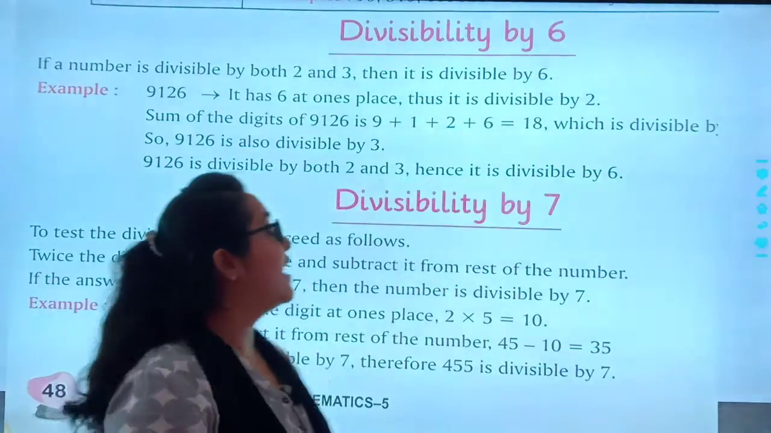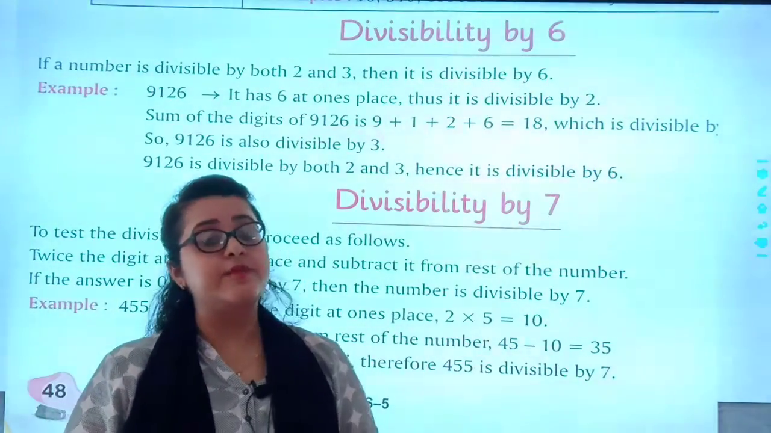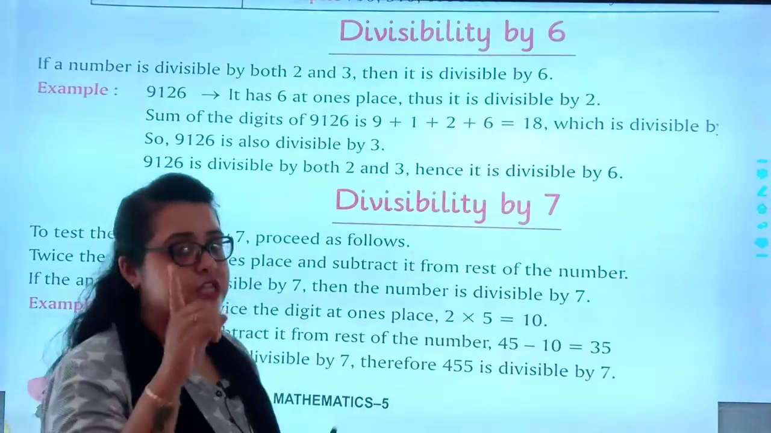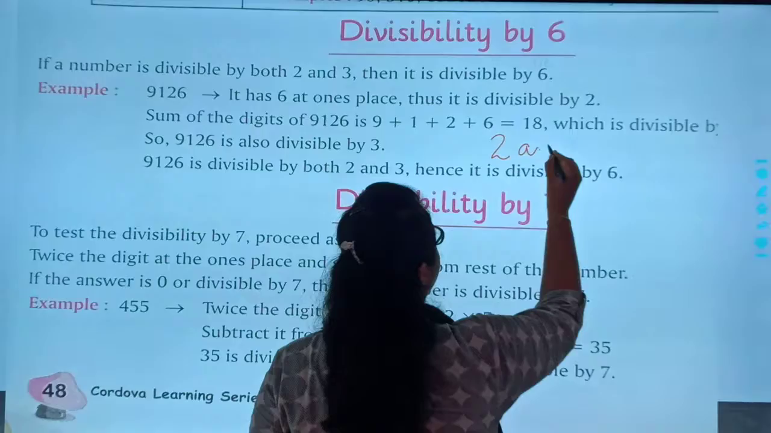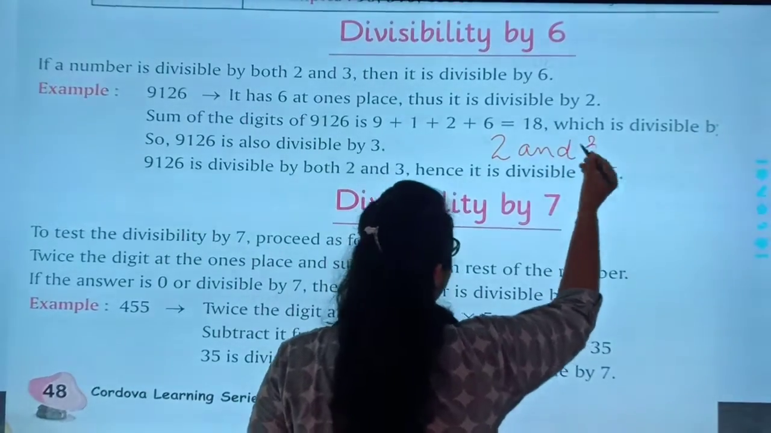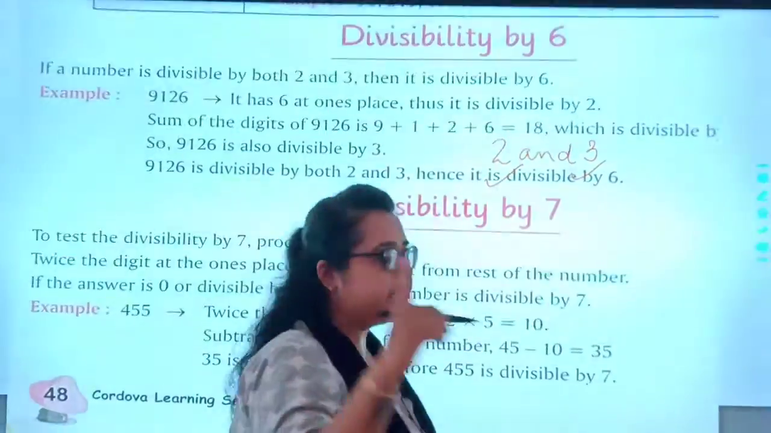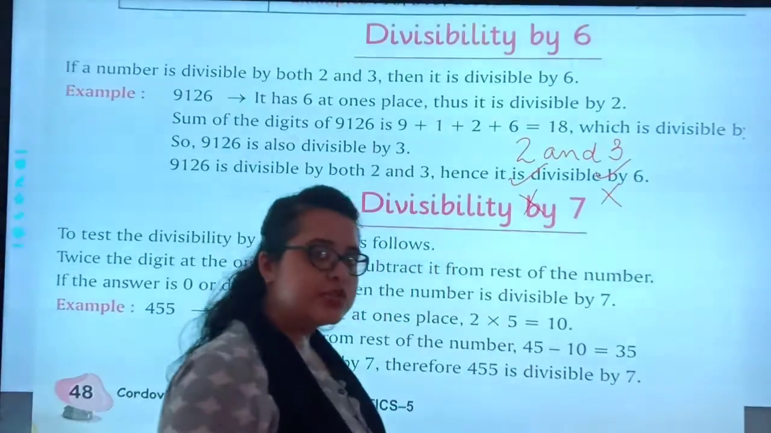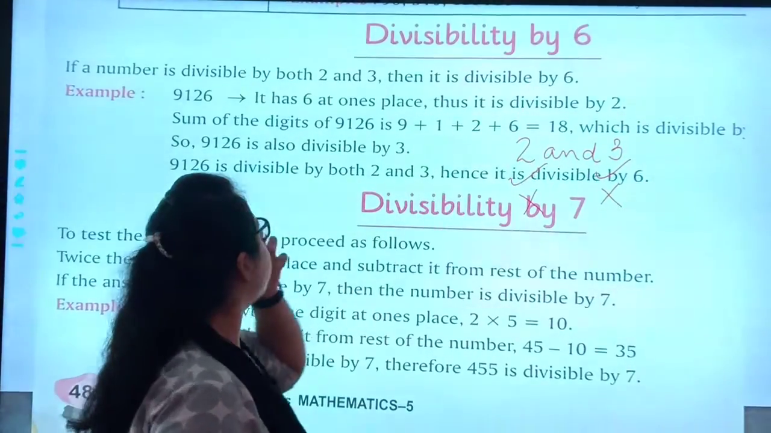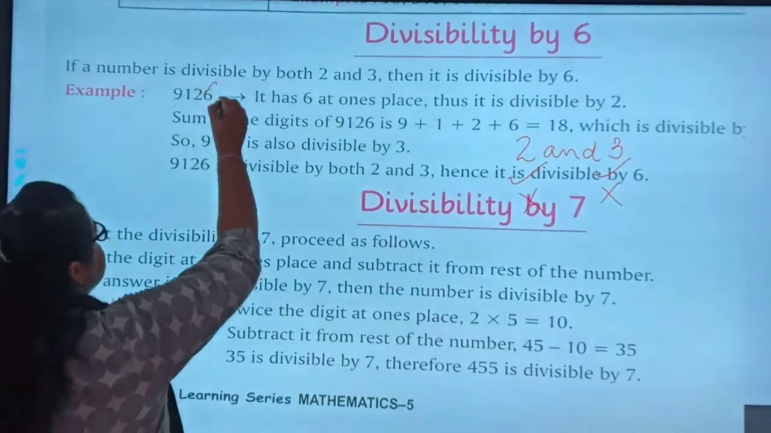Now we will have a look on the divisibility by 6. 6 की divisibility मुझे कैसे पता चलेगी? For 6 you have to check the divisibility of 2 as well as 3. अगर दोनों ने yes बोला then it is divisible. If एक ने भी no बोला then it is not divisible. Understood? For example, the given number is 9126. Last में 6 आ गया.